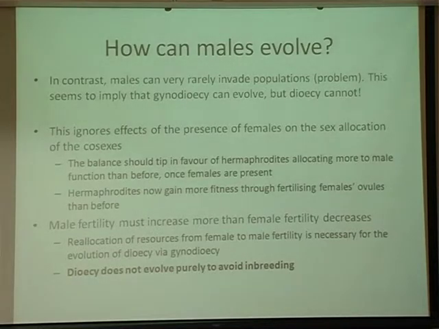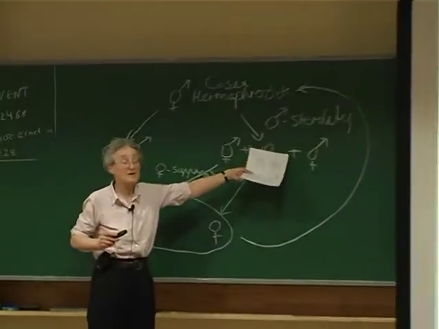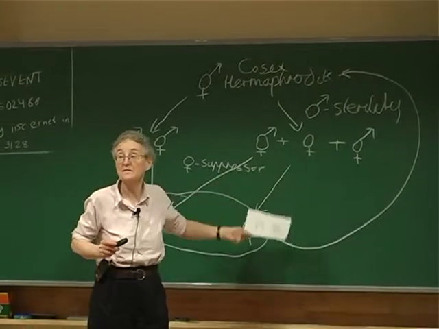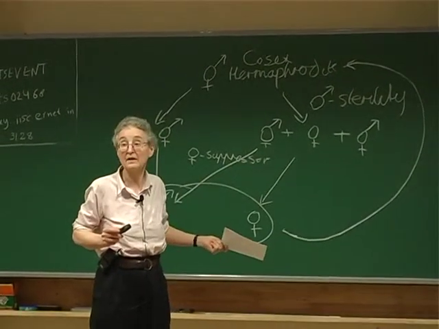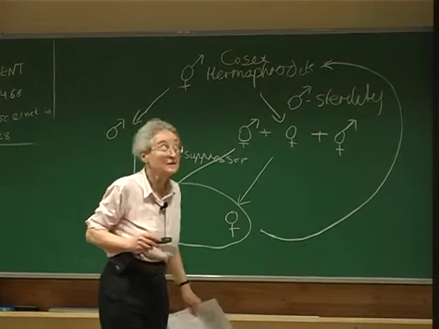Okay, so is everybody happy that we can reach this stage in this diagram and that it involves inbreeding avoidance and females getting a female fertility advantage? Any questions there? Pretty straightforward. How can males evolve?